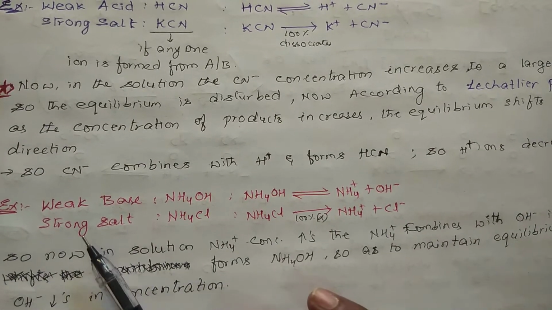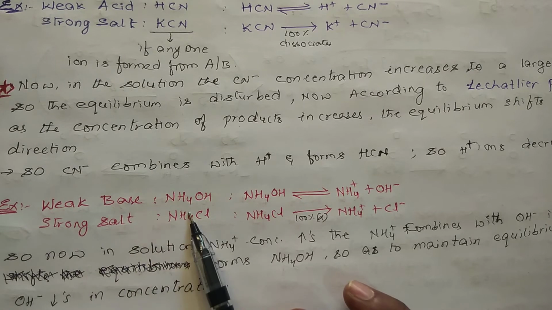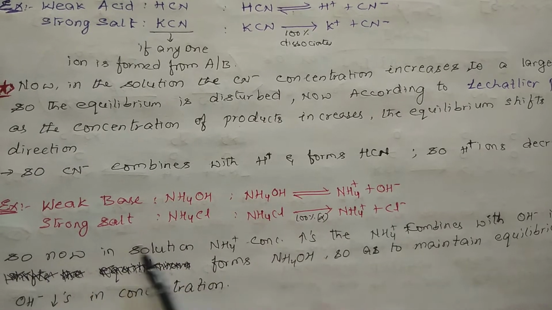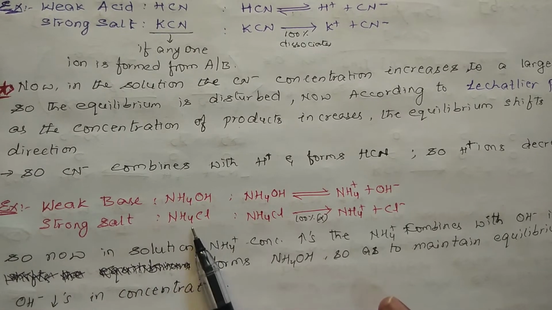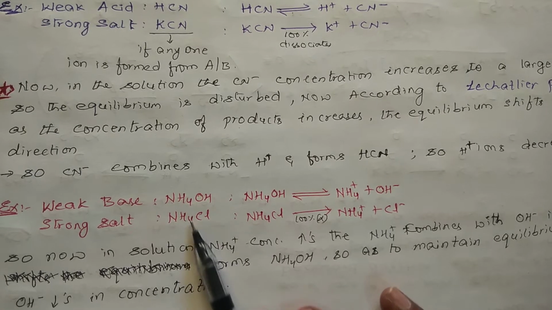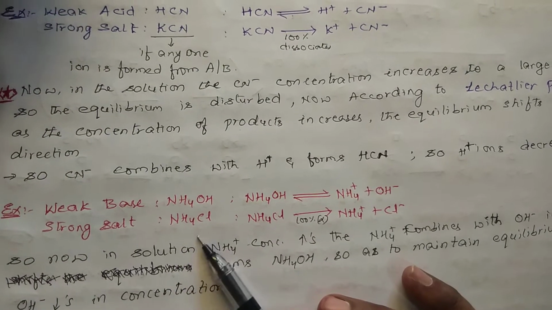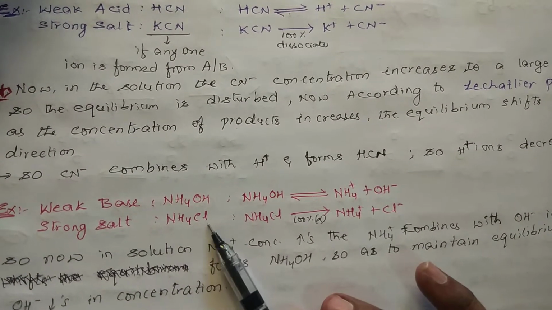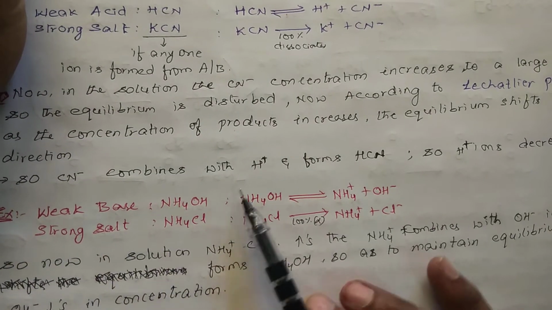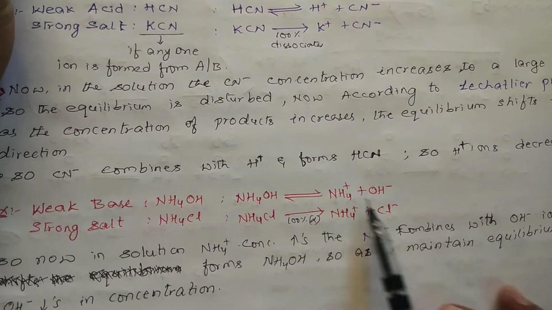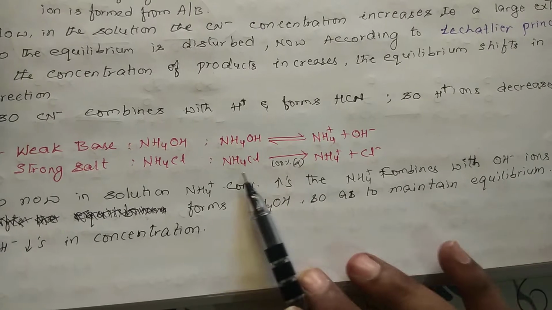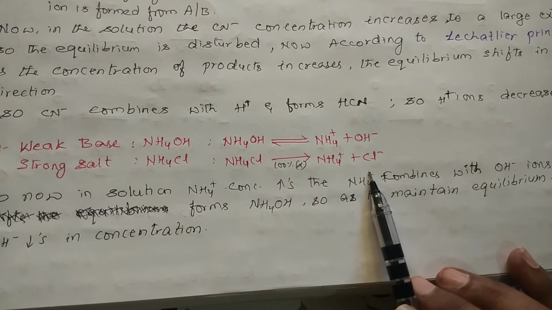Now let us take one more example. Weak base NH4OH and strong salt NH4Cl. See, this salt is formed from what? NH4OH is a weak base, HCl is a strong acid. From this weak base and strong acid you are getting a salt. So NH4OH, a weak base, is in equilibrium like this. NH4Cl is 100% dissociated, so it will be in this form.